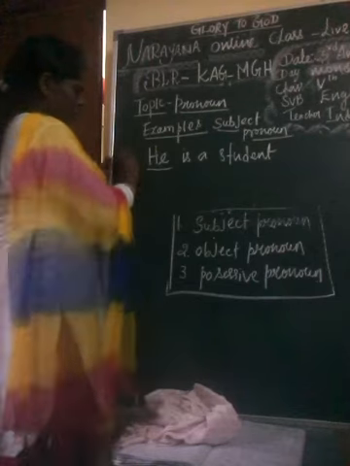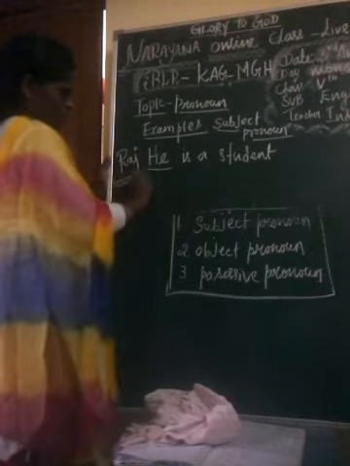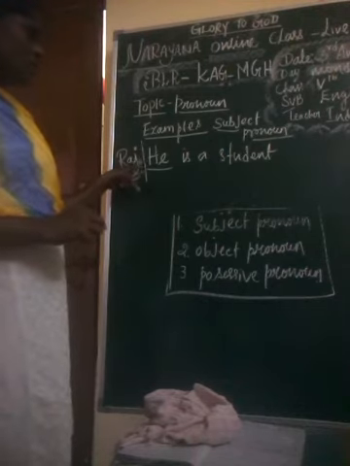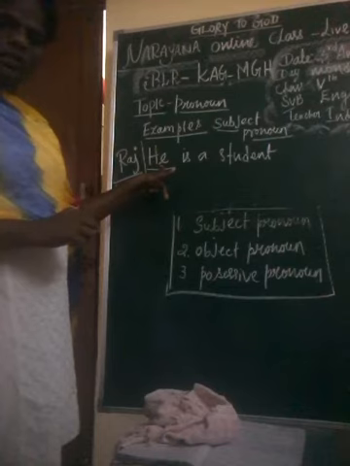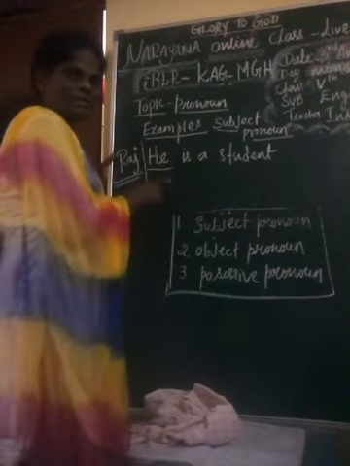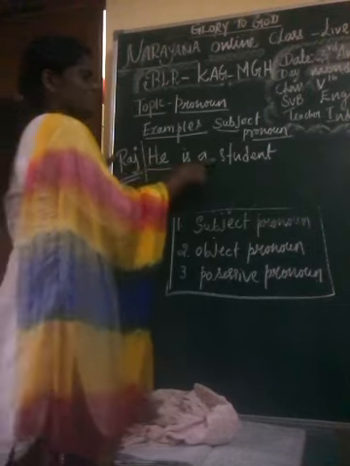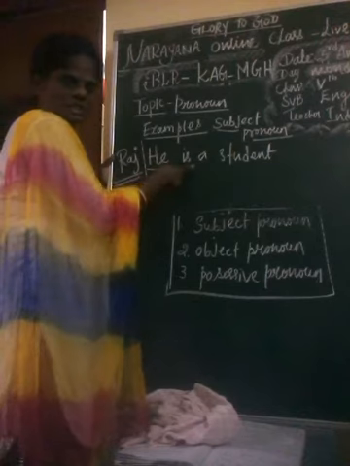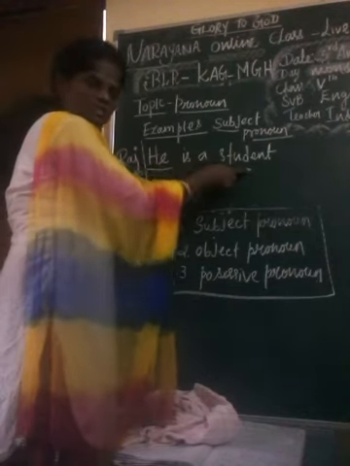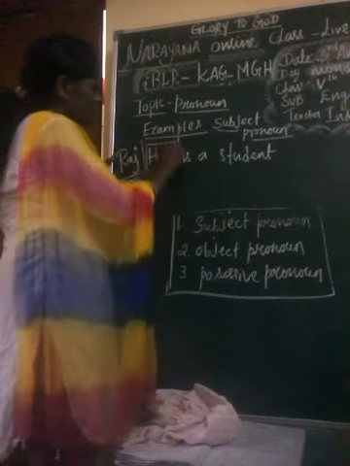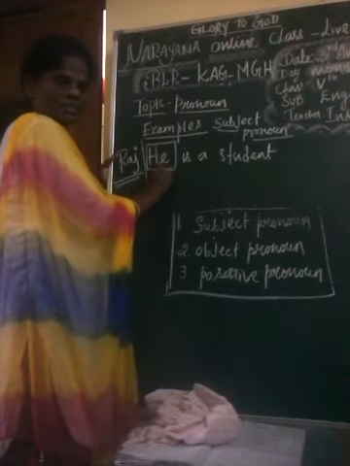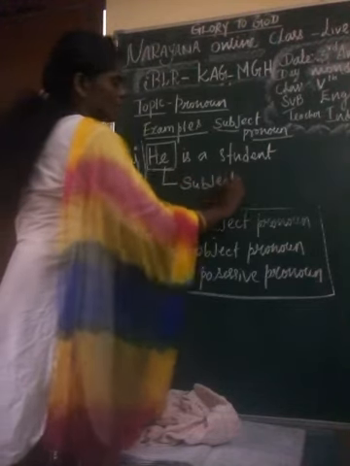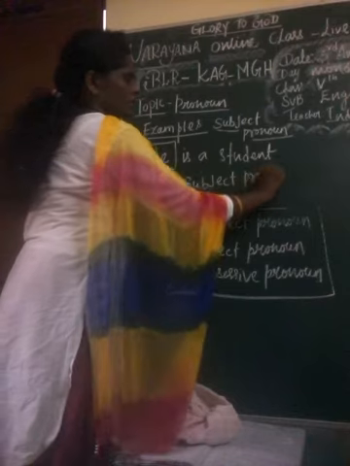Raj. Raj is a person. If we replace this Raj with the pronoun he, we get: He is a student. Instead of writing Raj is a student, I could write he is a student. So I use the pronoun in the place of the subject, and we can call it a subject pronoun.